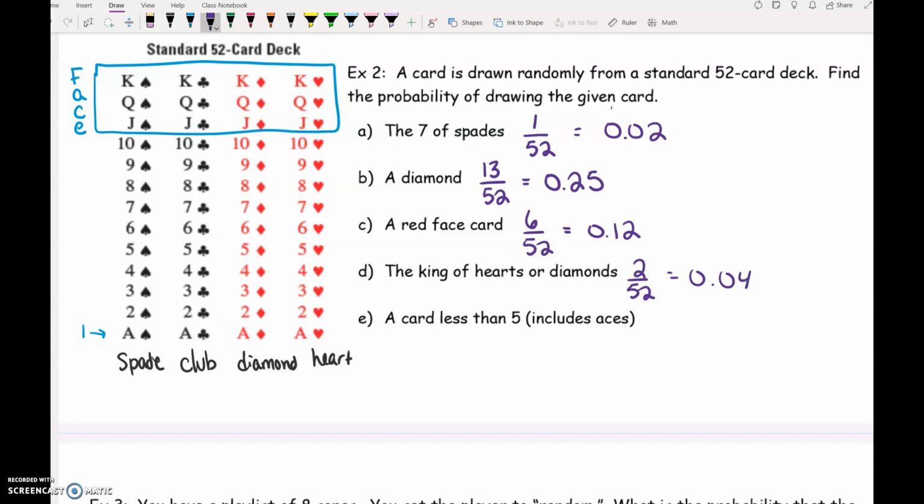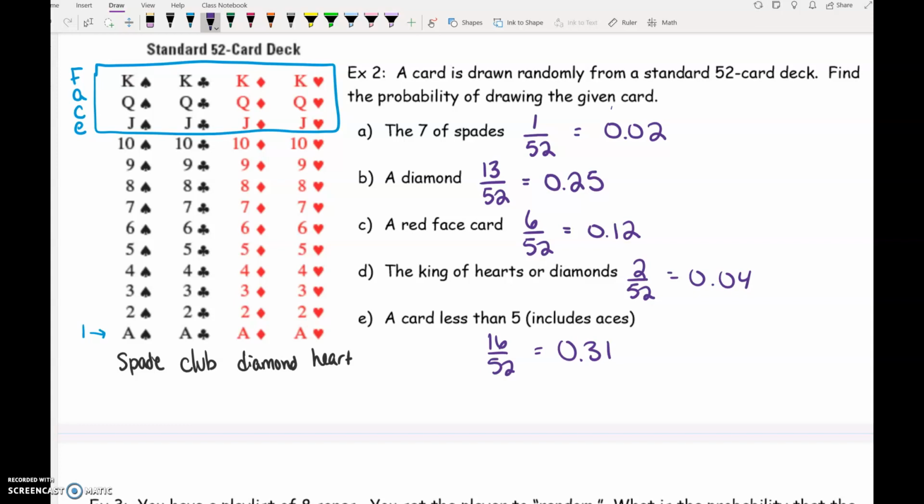A card less than 5, including aces. It says less than, not less than or equal to, so we're talking about 4 down through the aces. That's 16 cards out of 52. It would help if I divided correctly. That's about a 31% chance, 0.31.